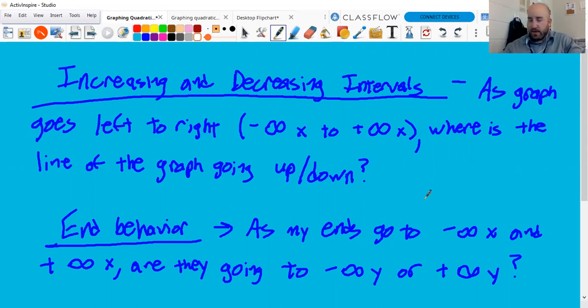in relatively easy terms, but we actually need to talk about it mathematically. So as my ends go to negative infinity x and positive infinity x. When I say negative infinity x, that's my left end. It's going left towards negative infinity x. My right end, again, even though it's going up, it's also going right towards positive infinity x. So as it goes left to negative infinity x, right to positive infinity x, are my ends going up to positive infinity y or down to negative infinity y?